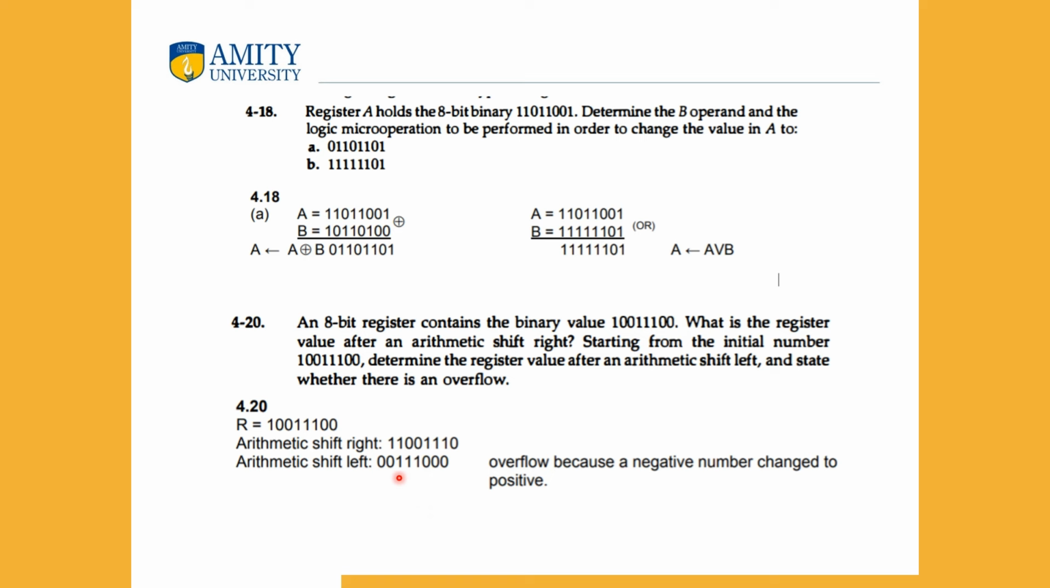What we do need to remember is that in terms of arithmetic shift left, we always have to check for overflow, okay. So the first 2 bits in this are different, which means there is an overflow. Hence, although the answer is supposed to be 1 0 1 1 1 0 0 0, we are going to change the sign, as it says here. The negative number is going to be changed to positive, so it will become 0 0.